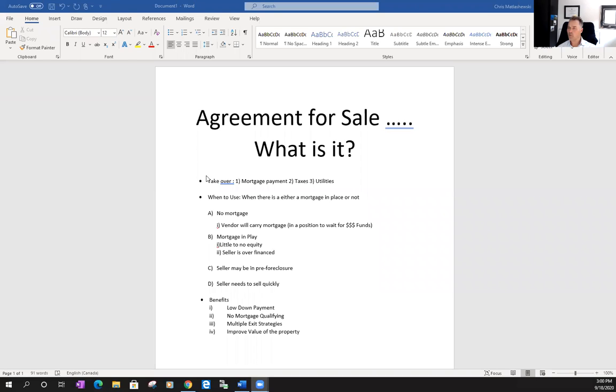What I want to do is look at an agreement for sale. Basically, what is it? You are establishing a price at today's market value, and that's agreed upon with the vendor, the would-be seller. You're taking over the mortgage, the taxes, and the utilities. Now, you're taking over the mortgage payments, but the mortgage may stay in the vendor's name if there is one. So when do you use it, when you have a mortgage in place or not?